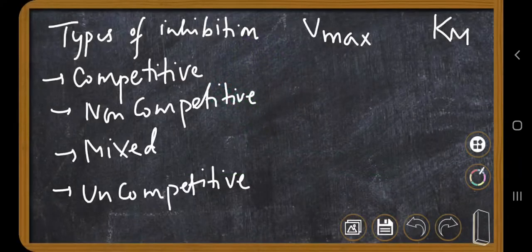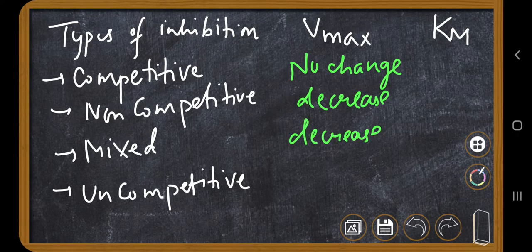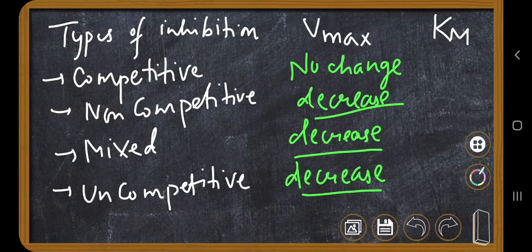So in competitive inhibition, the Vmax is going to have no change, and in the rest of the cases it is going to decrease, right? So it is very easy for us now to have the conclusion while we are solving the questions. What will happen to Vmax when there is competitive inhibition? It is going to have no change, and in the rest of the scenarios it is going to decrease, decrease and decrease, right? So it is very easy to remember, that only in competitive it is going to have no change, and in the rest of the cases it is going to be decreased.